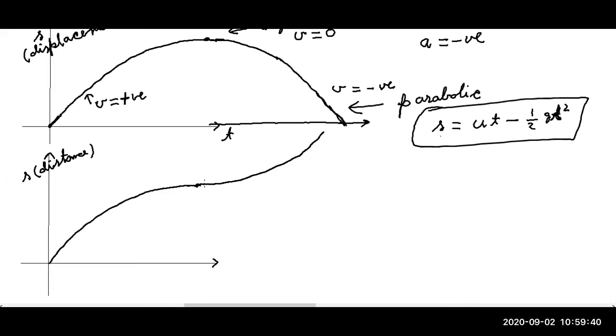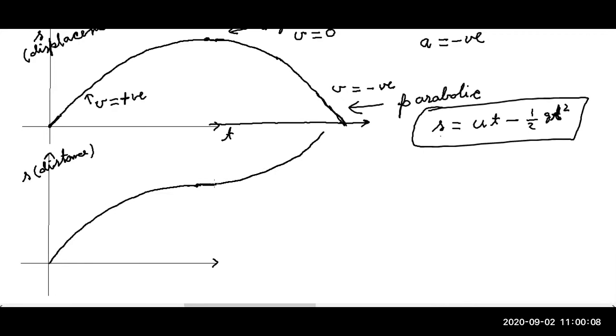After this point you can see the object is returning back. As the object is returning, displacement is becoming less and less from the beginning point. But distance is the path traveled, so the path traveled is still increasing. So distance can never decrease. Once you have covered a distance, suppose 20 meters, you cannot cover a distance of 19 meters or less than 20 after that time.